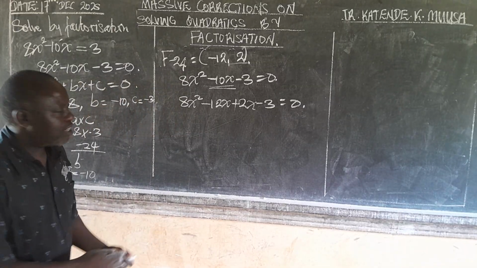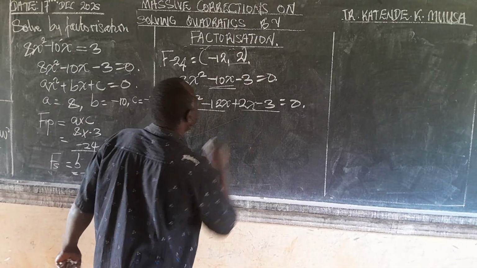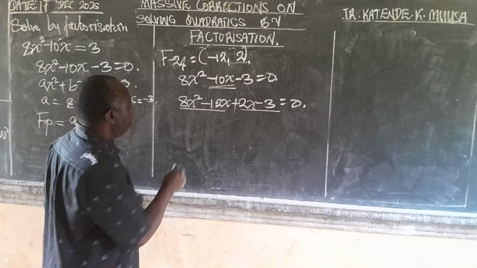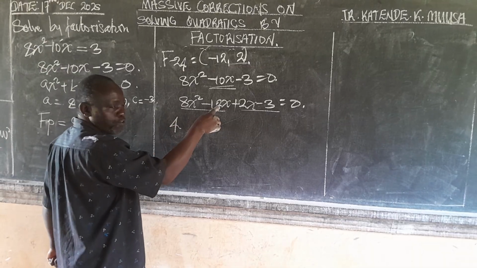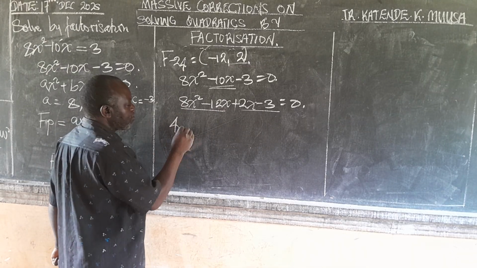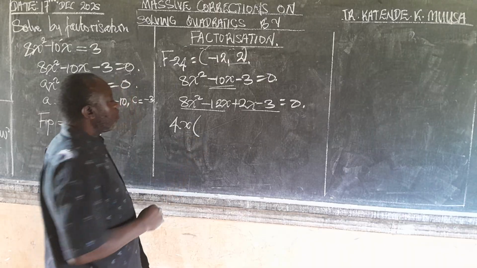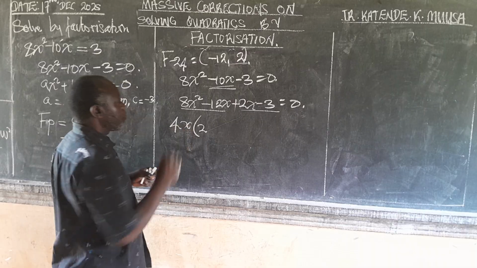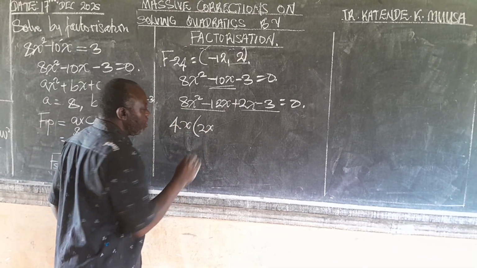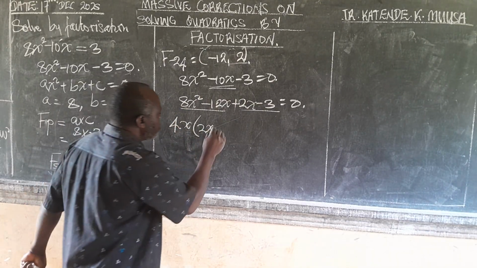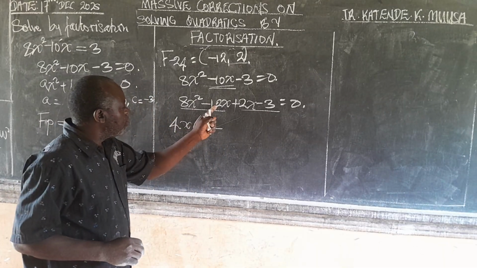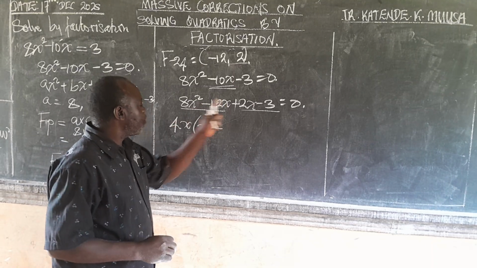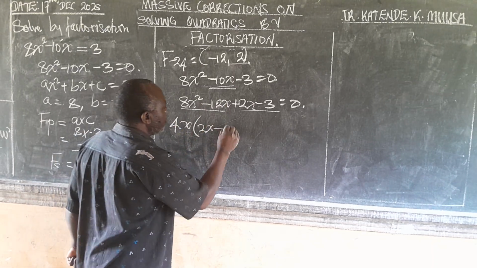Now, let us go to this one and then that one. What is common here? There is a 4, and a 4. Likewise, there is x and x. Therefore, here we have 4x into what? Since we've taken away 4, 8 divided by 4, we get 2, and x divided by x, we get x. Therefore, here we have 2x minus, 12 divided by 4, we get 3, and x divided by x, we get 1. So here we have 3.